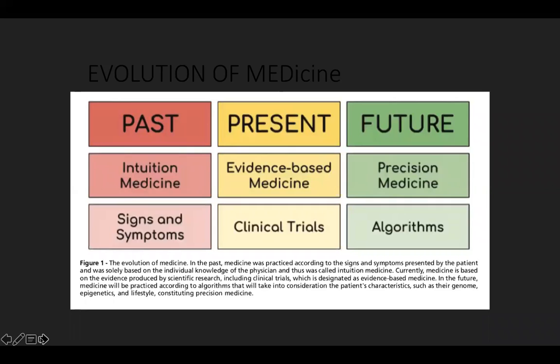So the evolution of medicine: in the past, it was intuition medicine, that is, it was only clinical, based on signs and symptoms. In the present, it is evidence-based medicine, based on studies, based on clinical trials. Yes, clinical signs and symptoms also form an important part, but the future definitely lies in precision medicine. That is a specified set of treatment to a particular disease and to a particular patient.